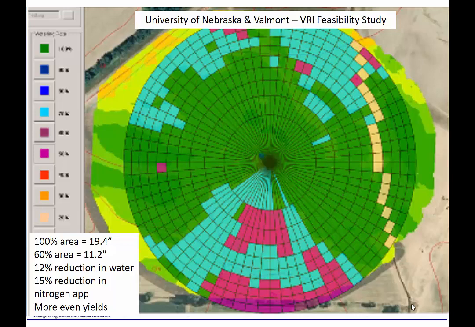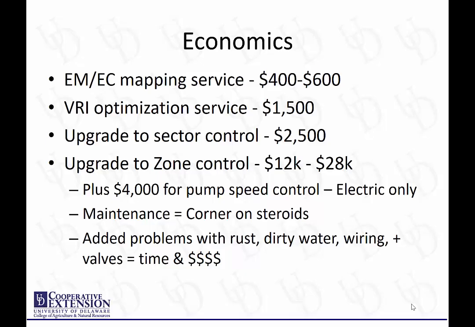All right. So if we run the numbers on that, we've got to do some mapping to have them optimize the VRI for the field to come up with a plan. We've got to pay for that service to get it done. We've got to pay for a panel that's a more expensive panel than our stock one. Or if we go to zone control, we're looking at adding, on average, $20,000 to the cost of the machine.